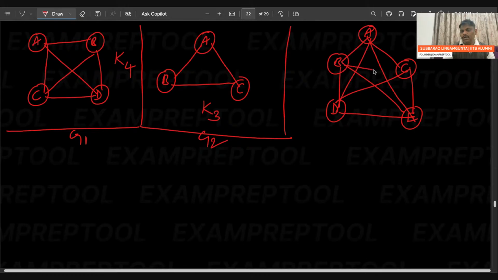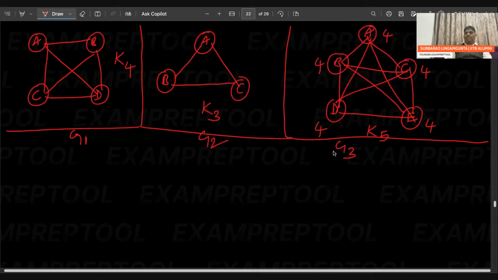So if you observe clearly, there are 5 vertices where everywhere the degree is 4. Five vertices, everywhere maximum degree, everywhere completely full. So it's a complete graph with 5 vertices, K5. This may be graph 3.